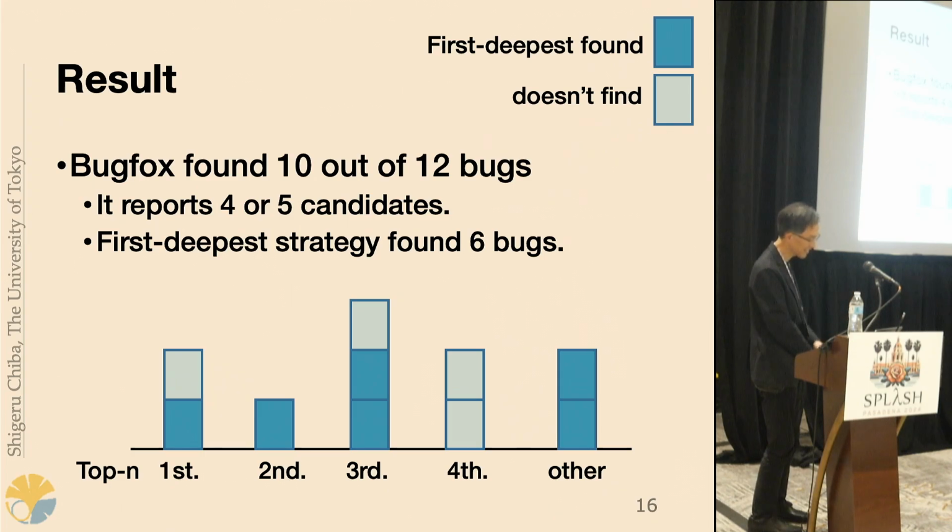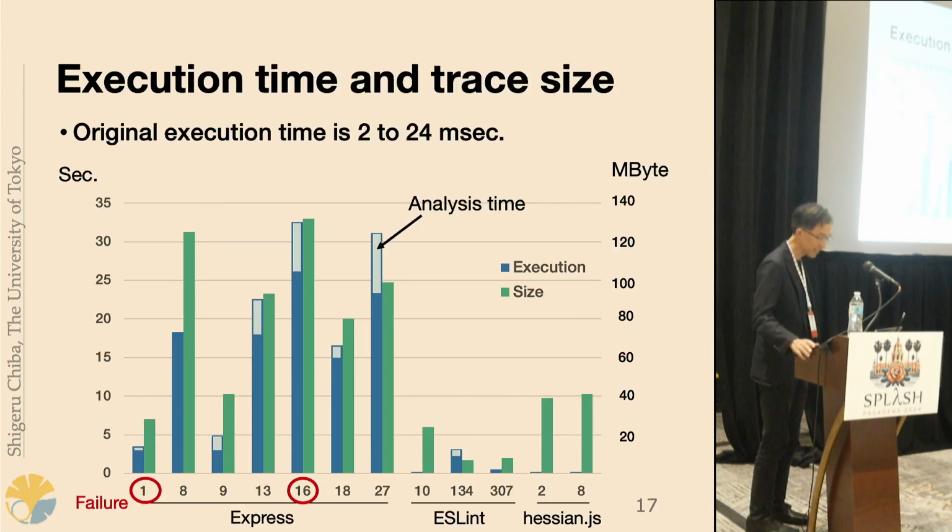So the two bugs could not be found with the second heuristics, only the first heuristics. And here's the execution time and the trace size. The original execution time is about 2 to 24 milliseconds, so it's very quick.